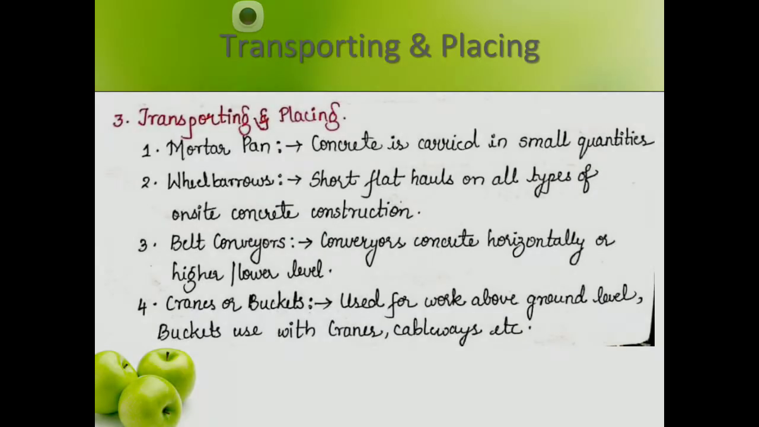Next one is the belt conveyor. Belt conveyors carry concrete horizontally or to a higher or lower level. A belt is provided using automatic switches or machines. The belt keeps on rotating, which carries the concrete on the belt and places it wherever it is required, transporting it to the place where the concrete has to go. This is a horizontal belt conveyor.